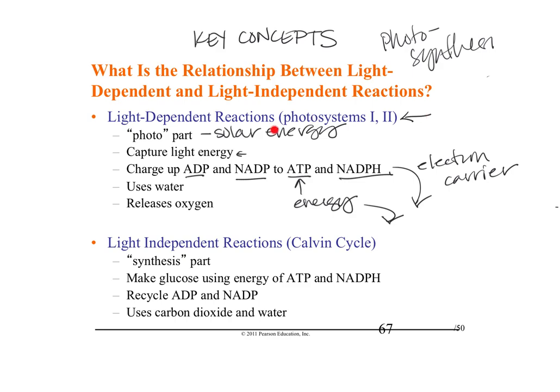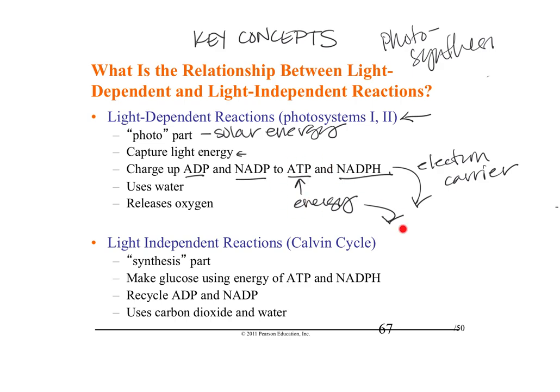Photosystems 1 and 2 are the light-dependent reactions. The photo part is that solar light energy. We've got to capture energy, charge up, phosphorylate and reduce. NADP, add a phosphate to get ATP, 2 phosphates to 3 phosphates. NADP becomes NADPH, that's your electron carrier. We need that for light independent.